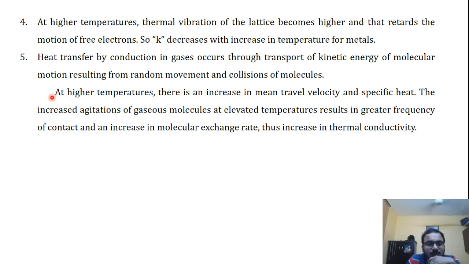So we will try to simplify this part, that is point number 5: heat transfer in gases is due to the molecular motion and collision of molecules. So whenever we increase the temperature of the gas, these molecules will collide more. So there will be more collision and agitation, which will result in greater frequency of contact and increase in molecular exchange rate. This will increase the thermal conductivity. So point number 5 is trying to say that as the temperature of gas increases, the thermal conductivity also increases.